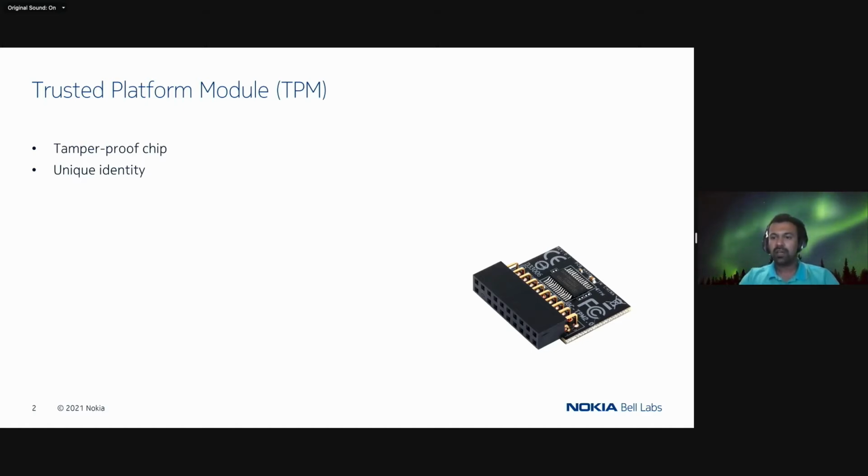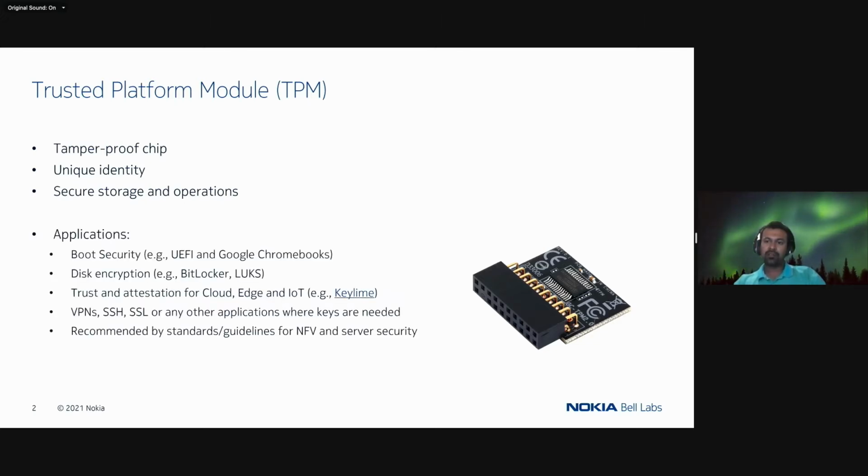TPM is used in a wide range of security applications, and the most common use for TPM is the secure booting mechanism as seen in UEFI boot verification and Chromebooks. TPMs are used in BitLocker and LUKS disk encryption. They are used for trusted remote attestation for the cloud, edge, and IoT devices. Recently, TPMs are also recommended to be used with network function virtualization to enhance the security of servers.